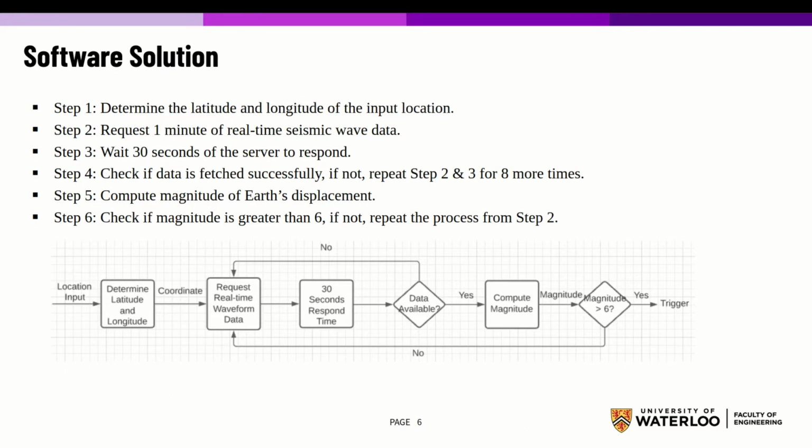After data is found, it will compute the magnitude. If it is greater than 6, then the system will be triggered to cut off supplies. If no earthquake is detected, the system will continue running. The system doesn't need human interaction, which will be proved in our demo video later.